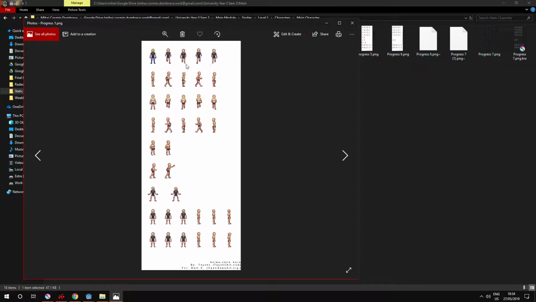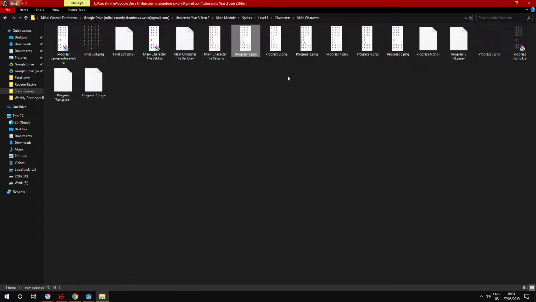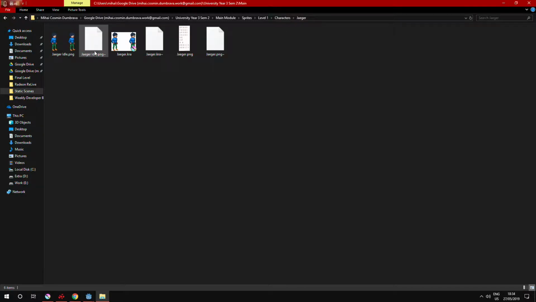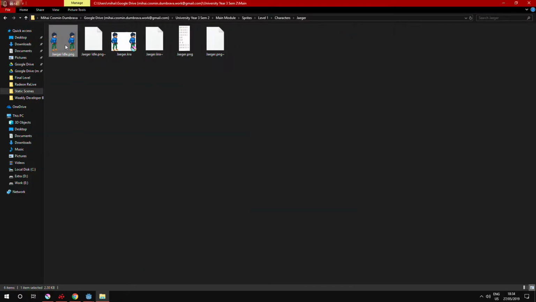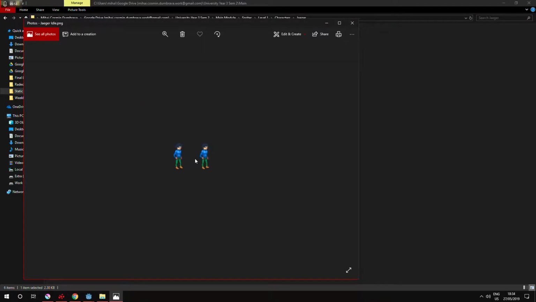So this is one of the progress pages. What I did was just draw over them basically and do it in as quick and efficient a manner as I could. So this is what I did for the main character, and then for Jaeger, which is the helping character, I basically just did one idle pose because he wouldn't be moving around a lot. And here it is, Jaeger idle. Again, due to the way that Windows handles the images, they don't appear crisp and pixel perfect, but they are.